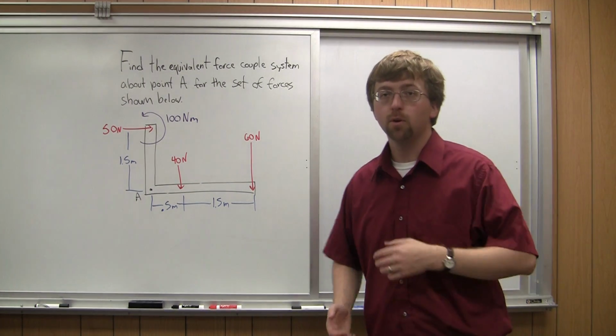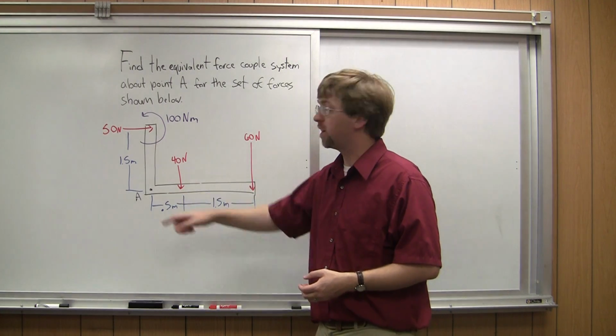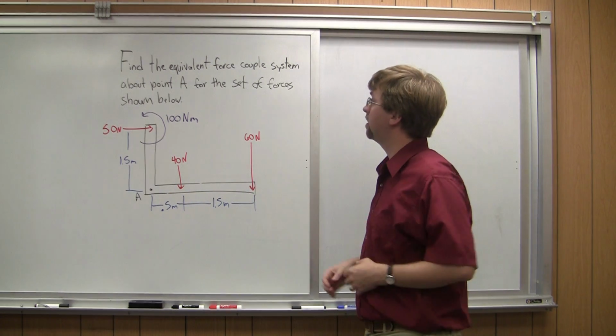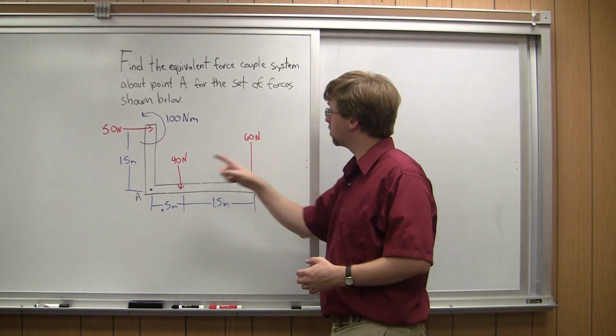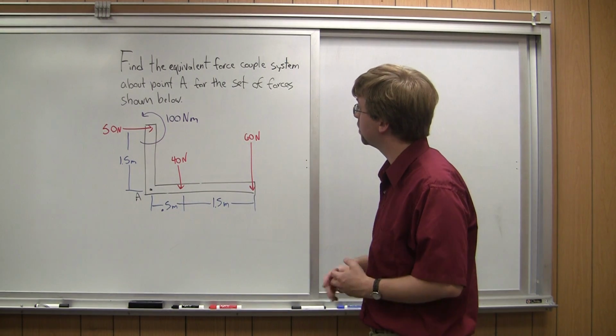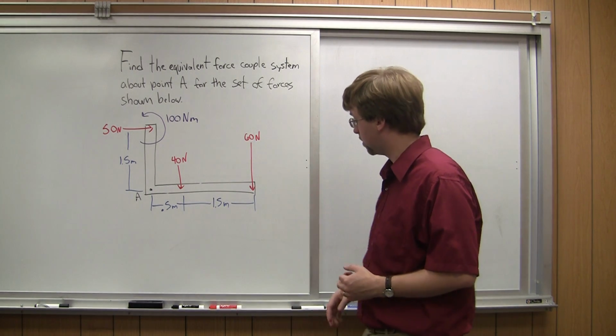Alright, for this example, we're asked to find the equivalent force couple system about point A down here for this whole set of forces. So we've got three forces, a 50 Newton force, a 40 Newton force, and a 60 Newton force. One moment is 100 Newton meters, and we've got the dimensions all here.